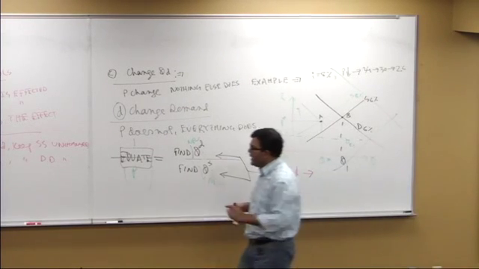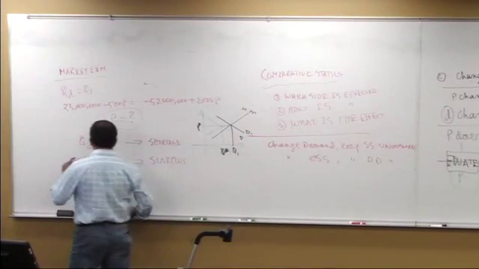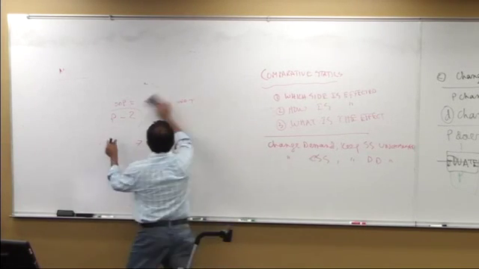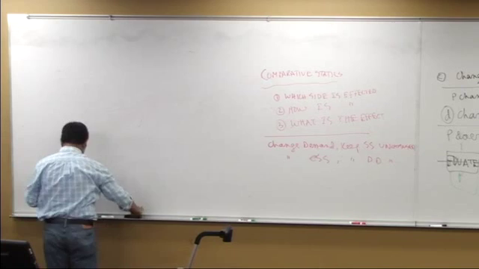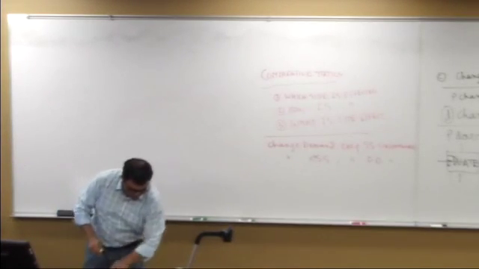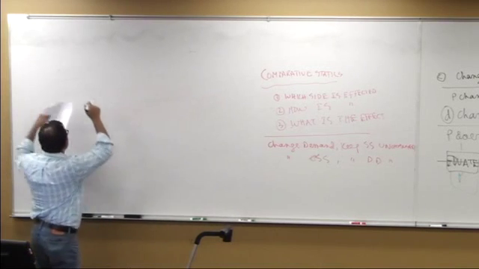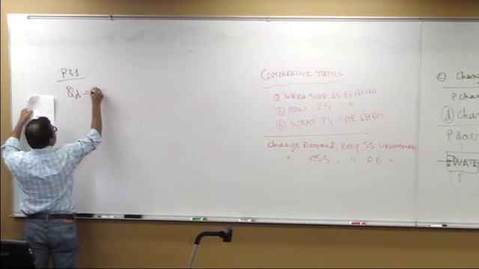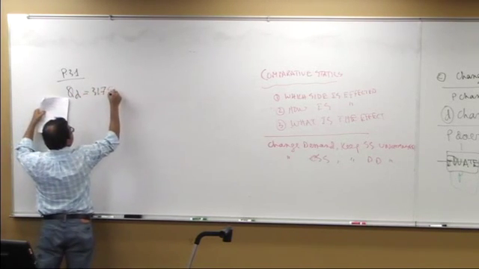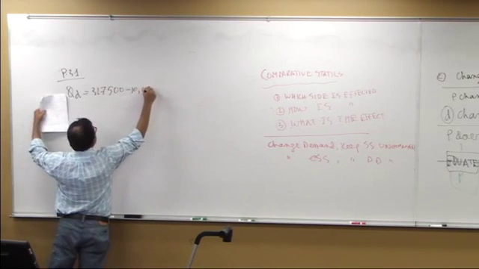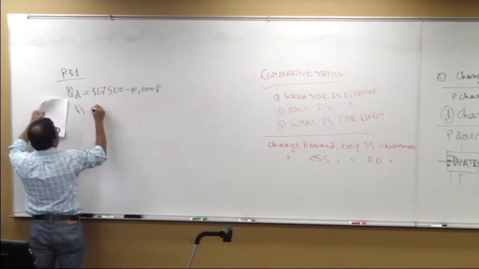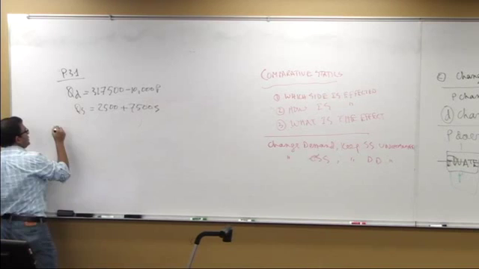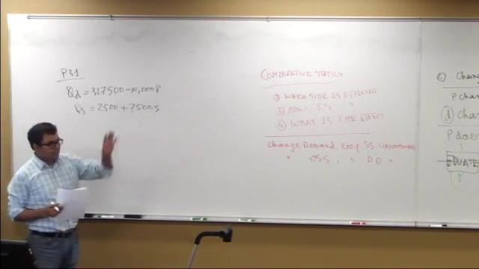So let's say we have a system of equations. This is actually a system of equations, and this is P31, and I have quantity demanded, which is 17,500 minus 10,000 P. We have quantity supplied, 25 plus 7,500 P. You are asked to calculate equilibrium.